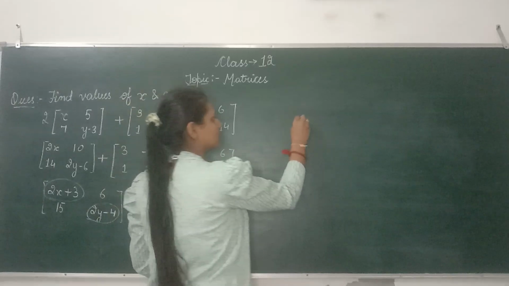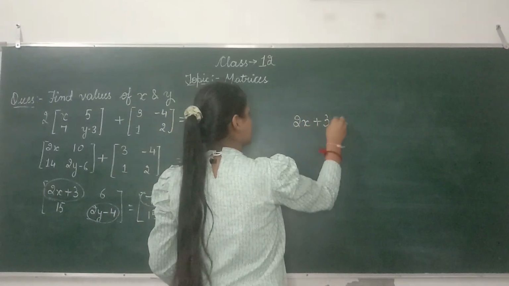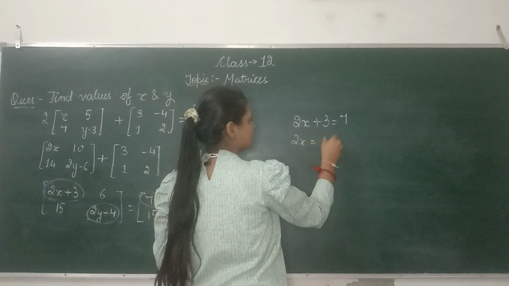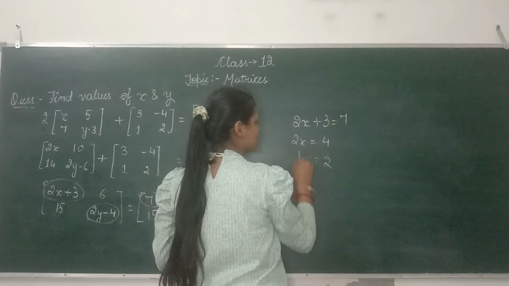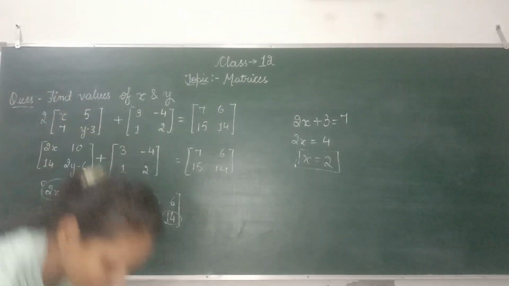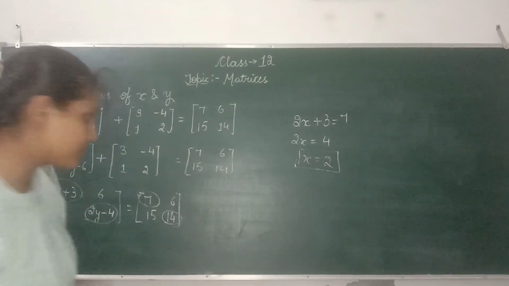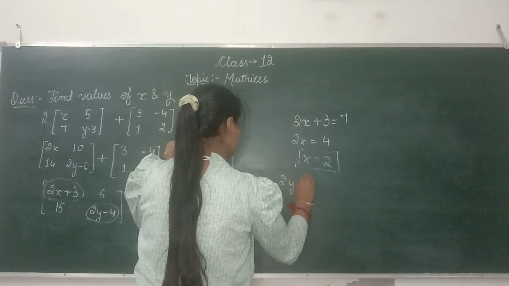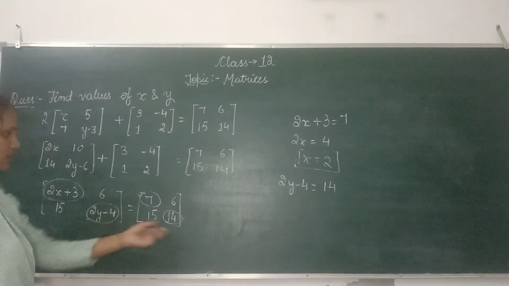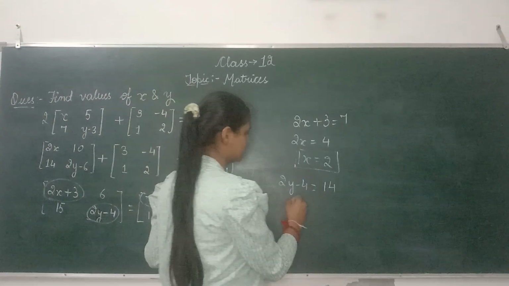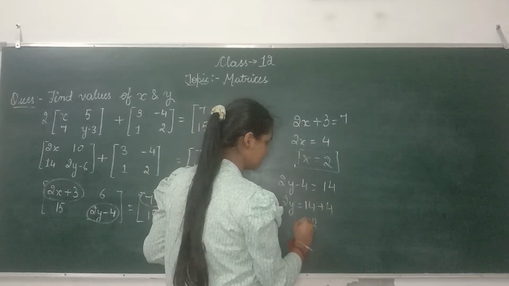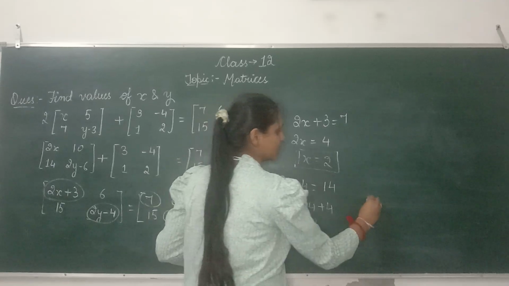2x plus 3 is equal to 7. It will be 2x is 4, x will be 2. And 2y minus 4 is equal to 14. This we have to equate to this. 2y is 14 plus 4, that is 18. y is equal to 9.